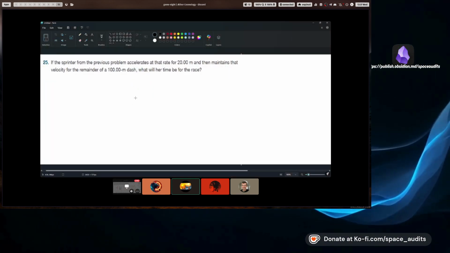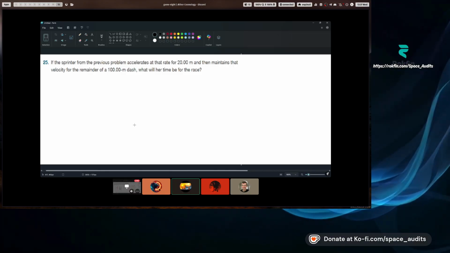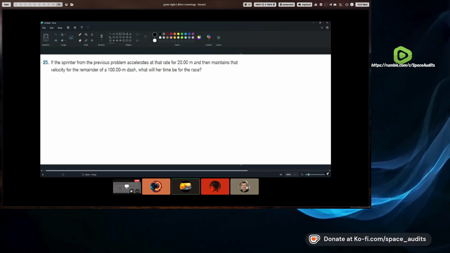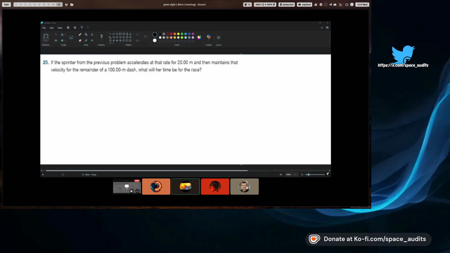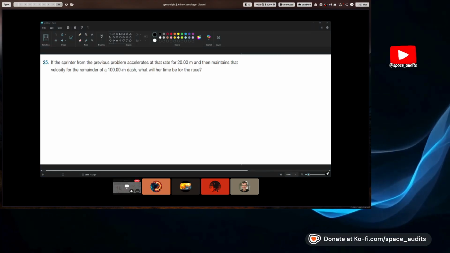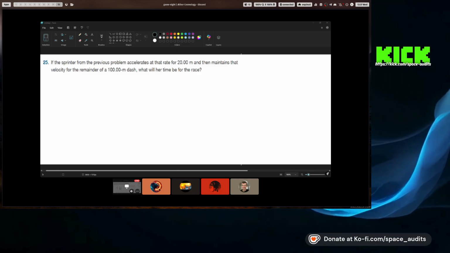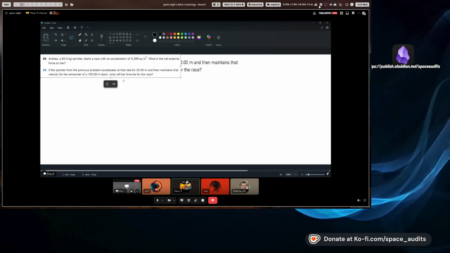If the sprinter from a previous problem accelerates at that rate for 20 meters and then maintains that velocity for the rest of a 100-meter dash, what will be her time? Oh, you know what? This is a two-parter.